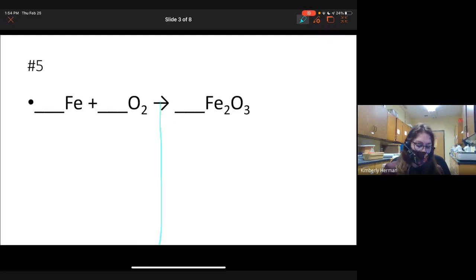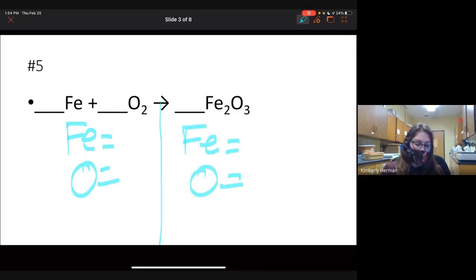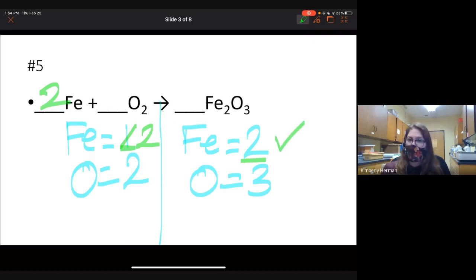Okay, number 5. We're doing the same exact process we just did. Find your yields, draw your line down, and create the same identical list on both sides. So we have Fe, we have O. We have Fe, and we have O. So how many Fe's do we have? If there's no number there, that's 1. O is going to be 2. Fe is going to be 2, and O is going to be 3. So now let's start balancing. How do I make a 1 look like a 2? I'm going to place a 2 there. So I placed my 2 there, and I'm balanced for now.